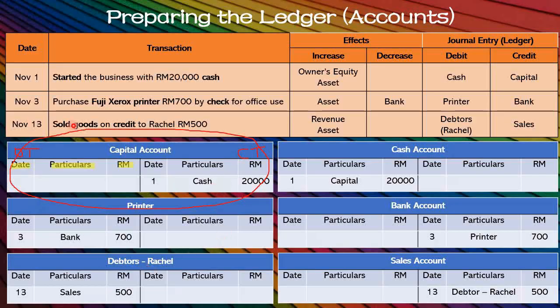Okay, untuk November 13 pula, dia jual barang kepada Rachel. So kita kata tadi, debit debtors sebab aset bertambah. Ya. Kemudian kita kreditkan jualan. Okay, so buka account debtors Rachel, buka account sales. Okay, jadi masukkan sebelah debit debtors Rachel 500, kemudian sebelah kredit account sales RM500.